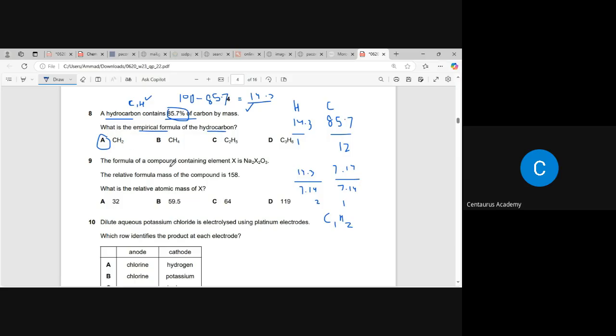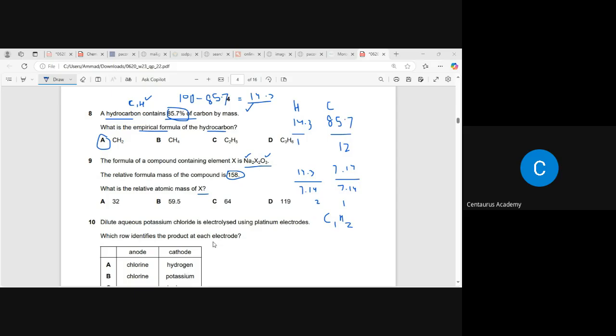The next one says the formula of a compound containing element X is Na2X2O3. The relative formula mass of this compound is 158. What is the atomic mass of X? So you have to subtract the relative atomic masses of sodium atoms and oxygen atoms from 158 to find out the relative atomic mass of X. Tell me your final answer. Is it A, B, C, or D?